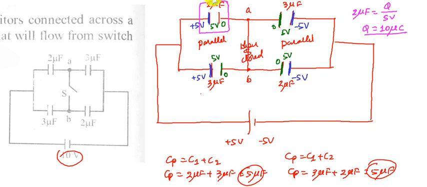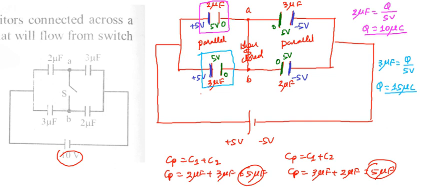And let me do another one. For this one, it is 3 microfarad, right? So it is 3 microfarad, that is equal to charge divided by how much? 5 volt again. So this Q is equal to 15 microcoulomb. That means this upper capacitor is storing 10 microcoulomb and the lower capacitor is storing how much? 15 microcoulomb.